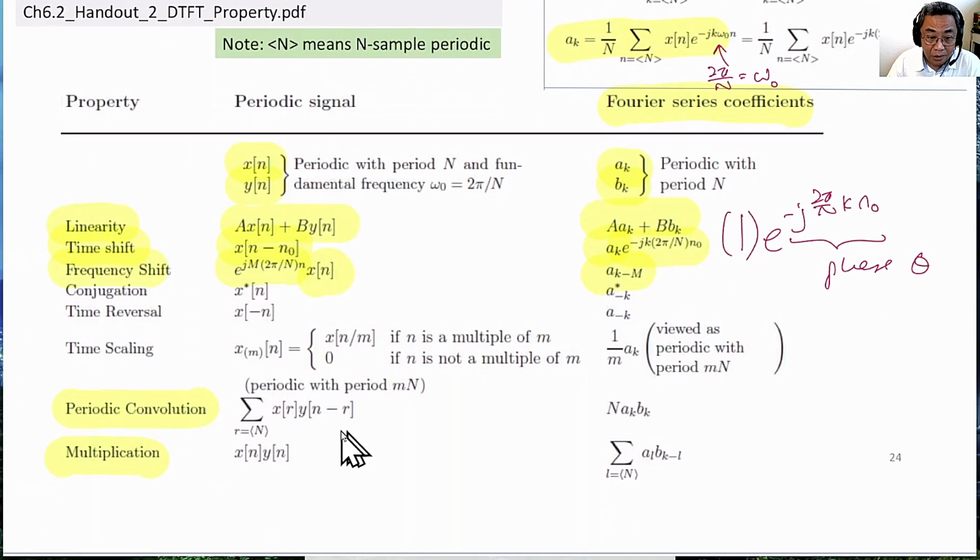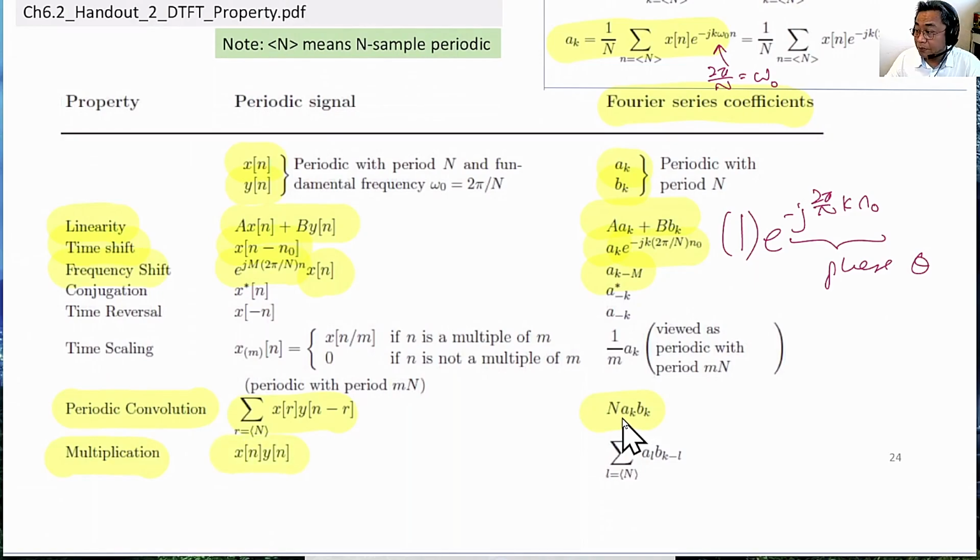Alright, and the last two we really need you to know is periodic convolution. Remember, x and y are periodic, and when we convolve them, then there is something called periodic convolution that will come out. So you must be careful. Later on, you will see that we will examine this periodic convolution very carefully. And then what happens in the frequency domain is simply that we are multiplying again the coefficients a_k and b_k, but we need to introduce the N here.